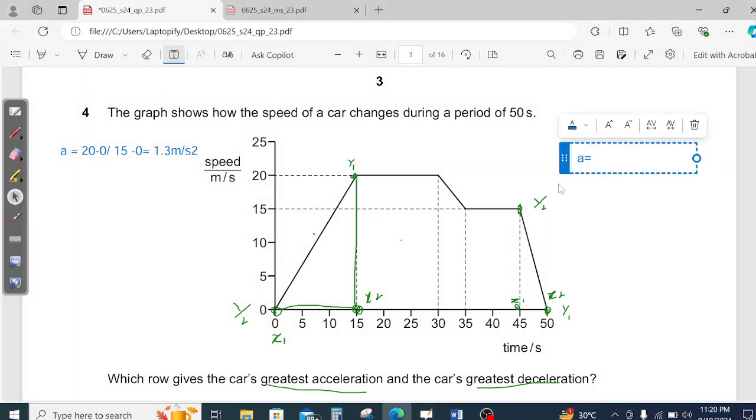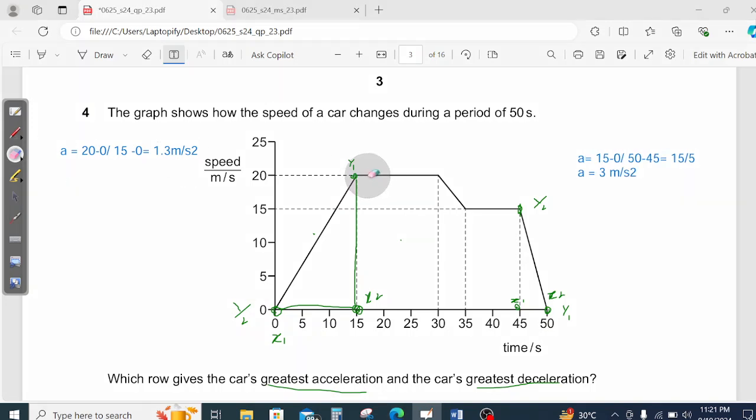Deceleration is equal to the value of y2 is 15 minus the value of y1, you have to move horizontally and check the value from the y-axis, 0, divided by the value of x2 is 50 minus the value of x1 is 45. So you will get here 15 divided by 50 minus 45, you will get 5 here. It means your answer will be 3 meter per second square.